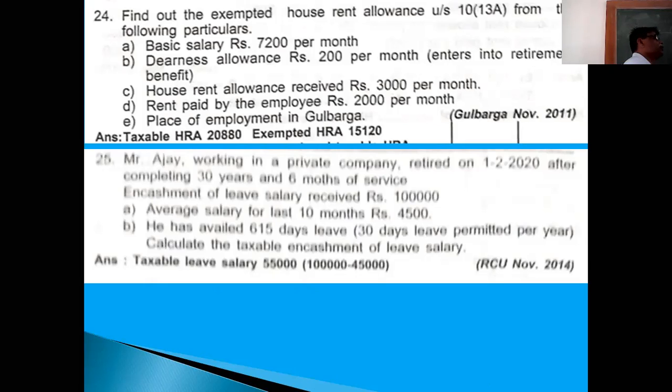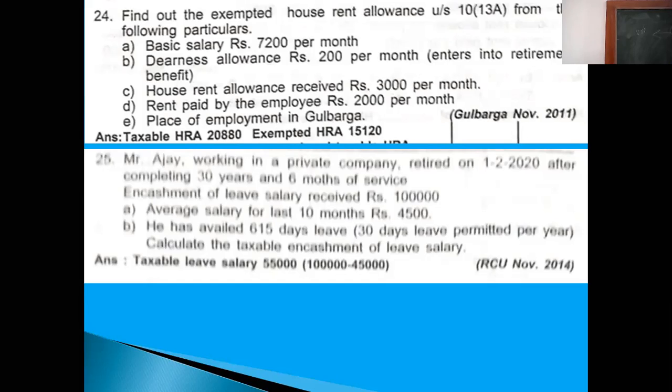Then he has availed 615 leaves. Availed means used. 615 leaves he used. Then what is the leave allowed to him? You see in the bracket, 30 leaves permitted per year. In 1 year he is permitted 30 leaves. How many years he served? 30 years, 6 months.